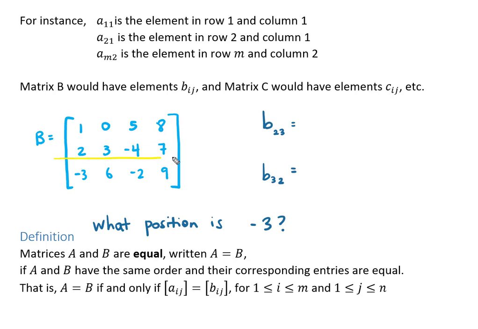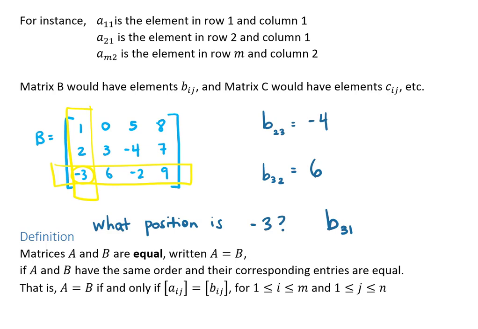The first one says second row, third column, and so that would be -4. The next question says third row, second column, so that would be the 6. And the last one says what position is -3? The -3 is in the third row and the first column. So we would say that would be the element in the third row, first column.